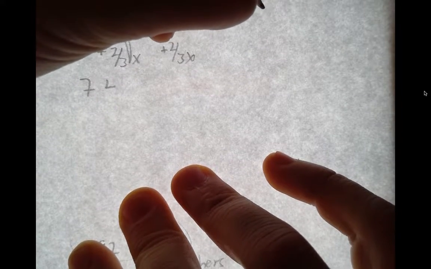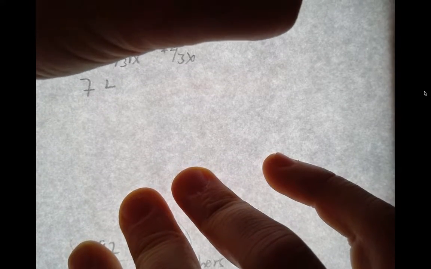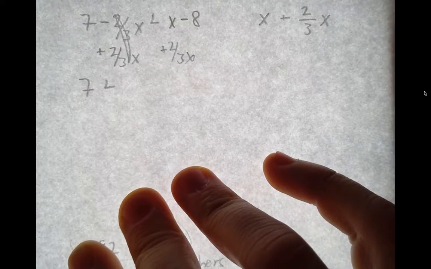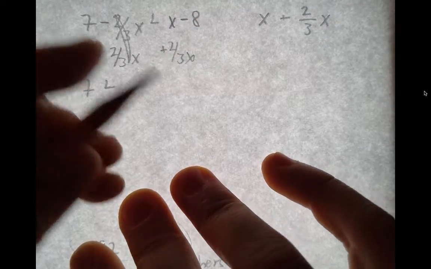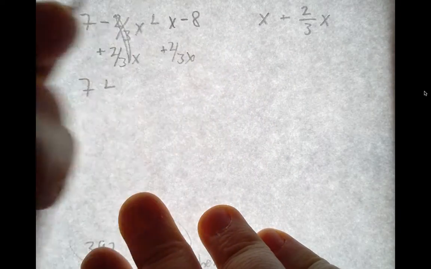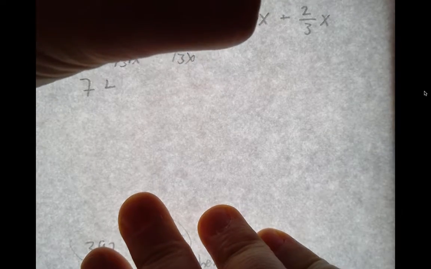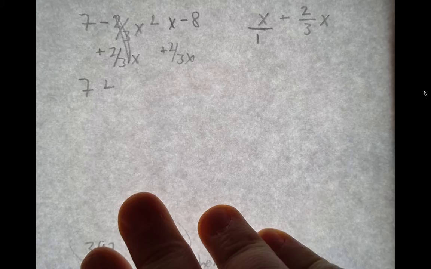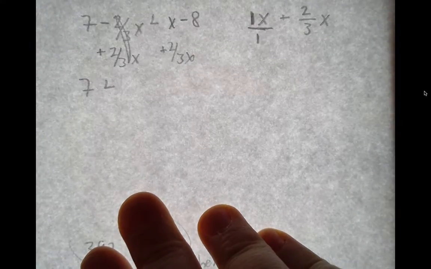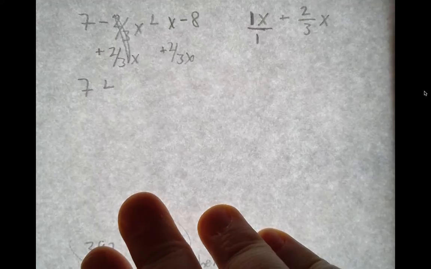x plus 2/3 x. Well, how do I deal with this? I've got a whole number plus a fraction. I've got to turn this into a fraction, and I can just say, well, this is really x over 1. Well, that's not really that helpful until you say, well, the number that's in front of this also is, it's 1 over 1 x plus 2/3 x.